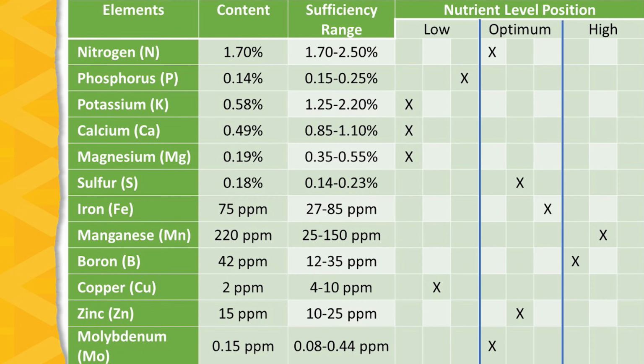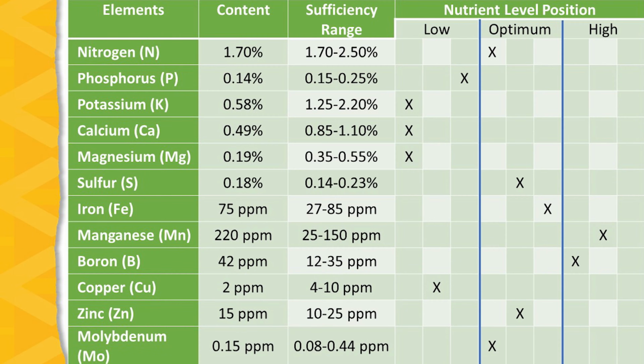The actual content is then compared to the sufficiency range. The sufficiency range is considered to be the optimum level of leaf nutrient content. And this has been arrived at through exhaustive research. And then once the comparison is made, a rating is given as far as low, optimum, or high.